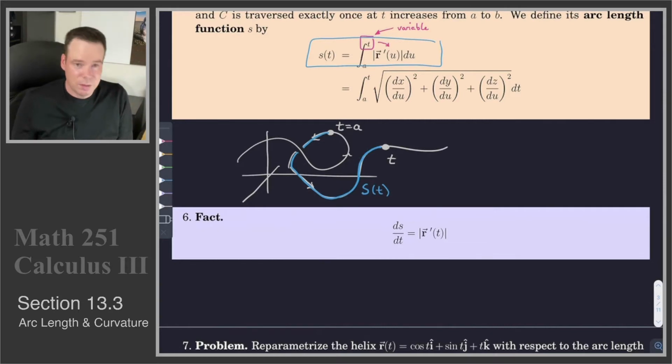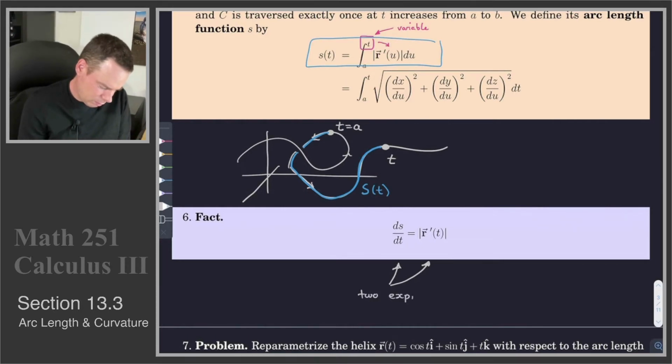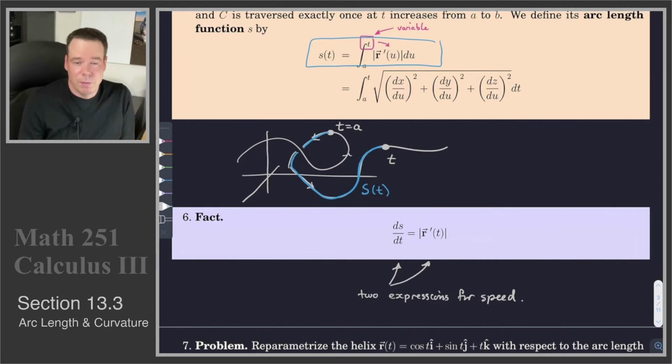ds dt is just the magnitude of r prime of t. The nice thing about this expression is that these are two ways to describe the speed. The one on the right is essentially the velocity: it's the derivative of the position function, which is the velocity function, and you're taking its magnitude, and the magnitude of velocity is speed. What is on the left is the rate of change in position, ds dt, and that's also speed. So these are two interpretations for speed.